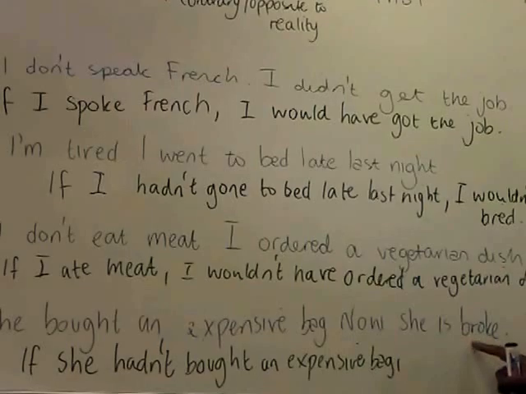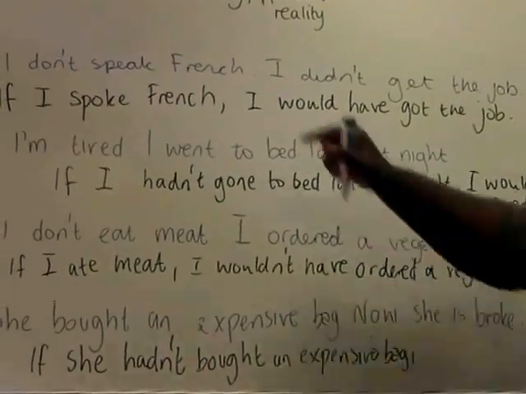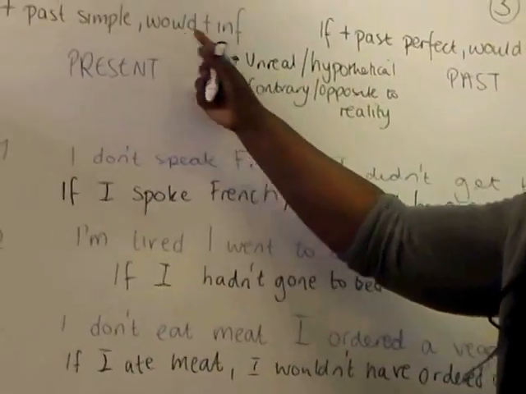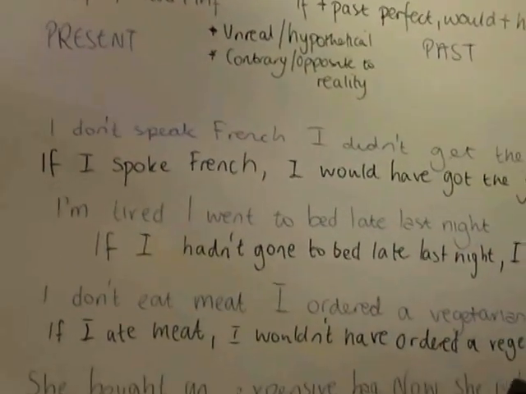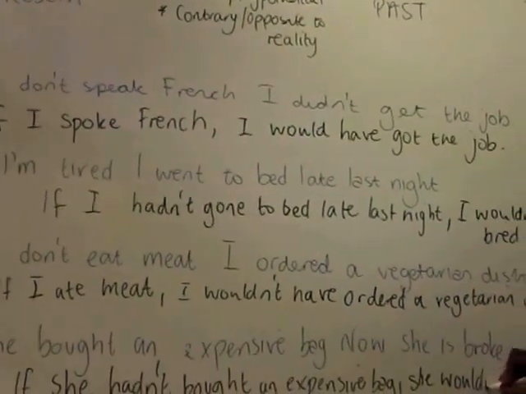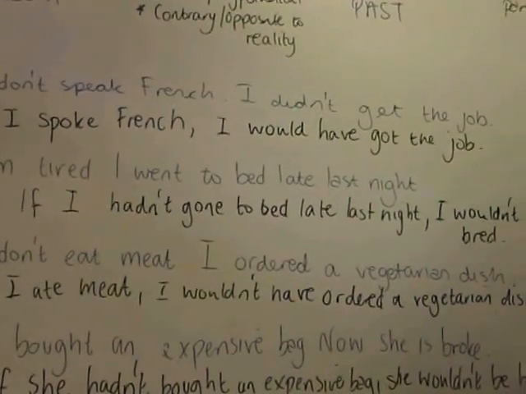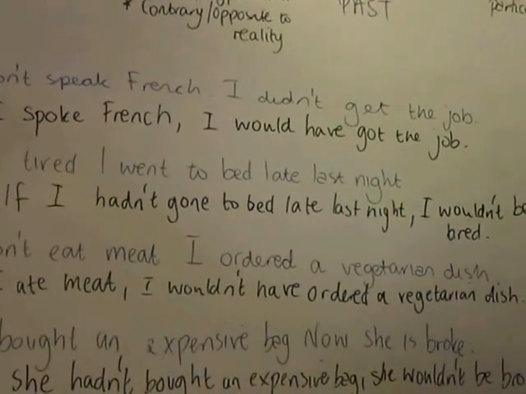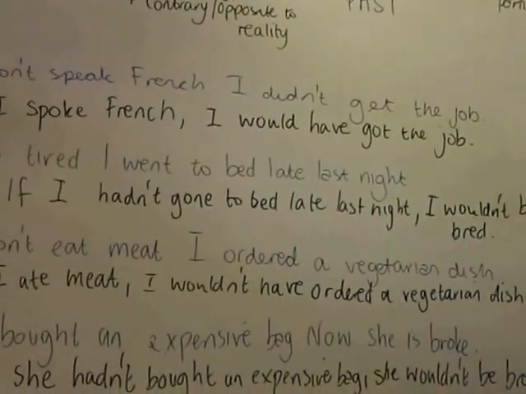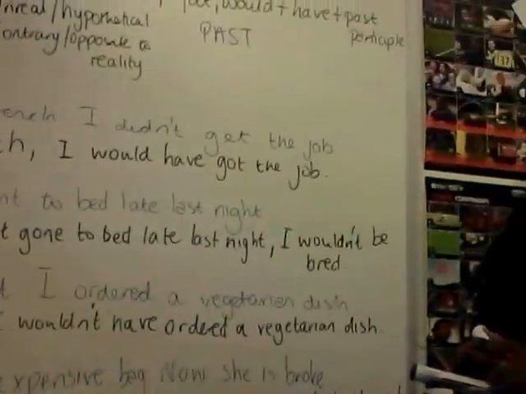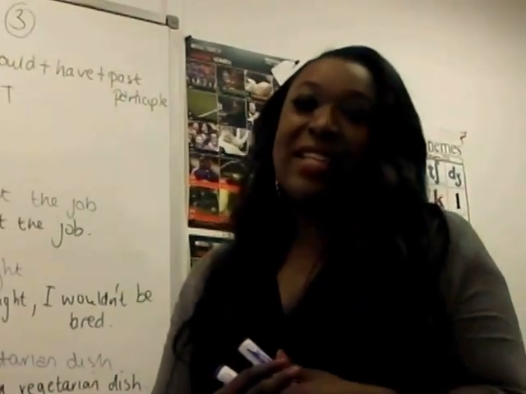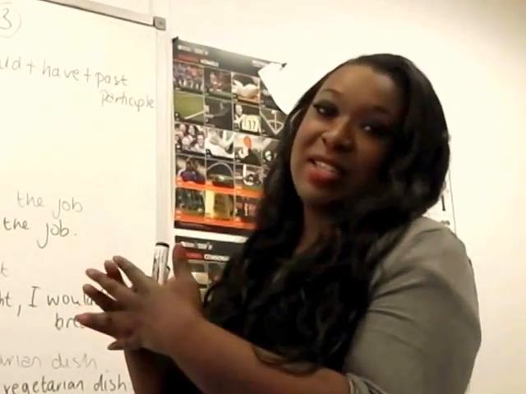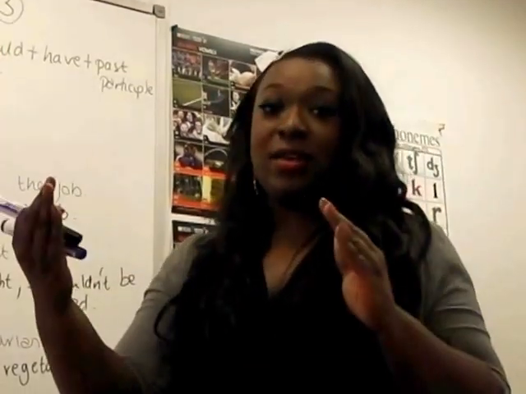she is broke. Present. I look here for my result clause. She wouldn't be broke. So there you go. Those are 4 sentences exemplifying the mixed conditional, when we mix the second and third, or third and second, to demonstrate differences in time with hypothetical sentences.